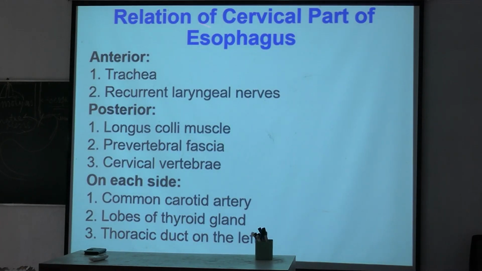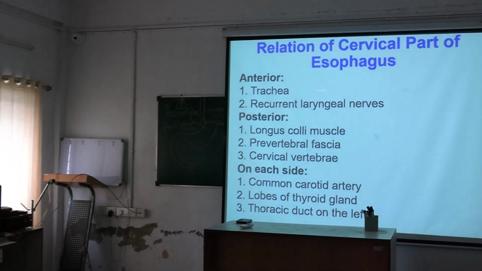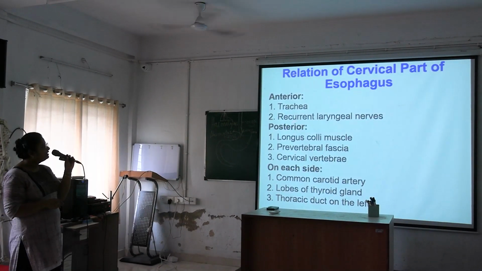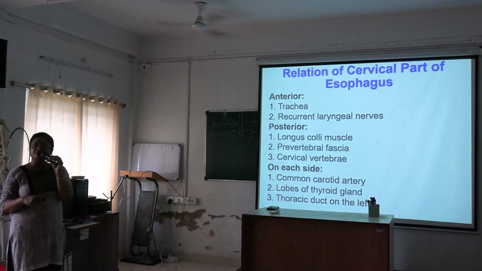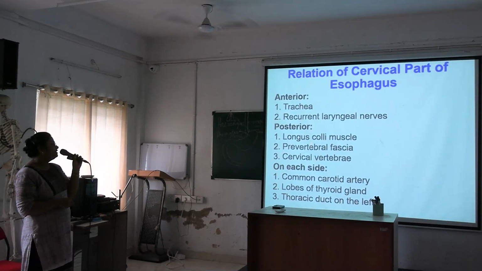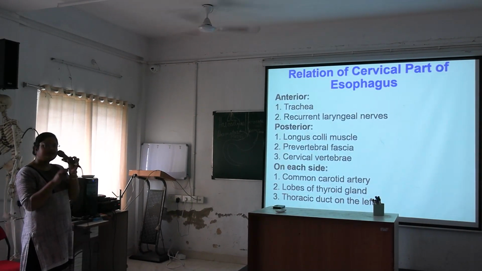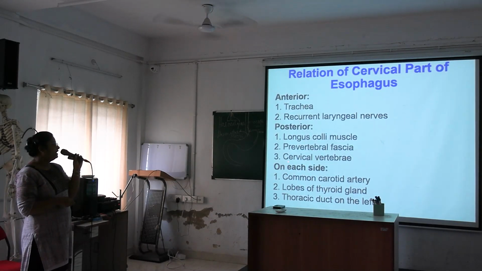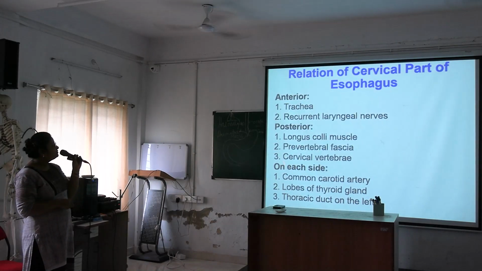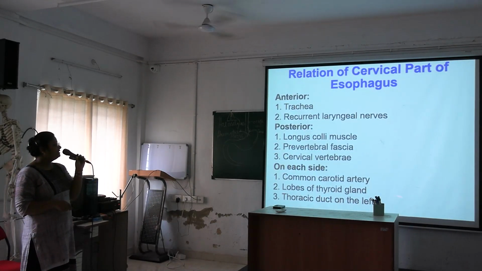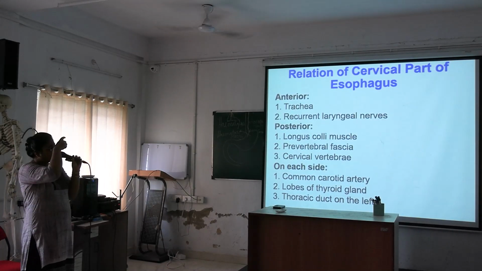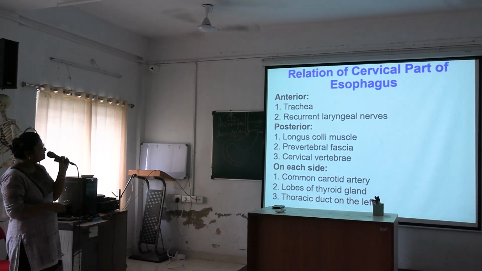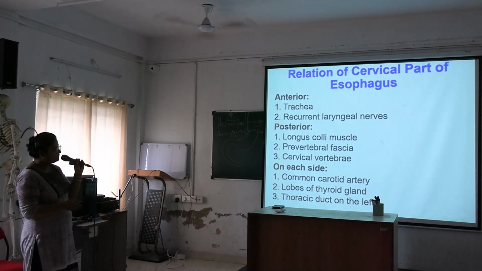Okay, next we are going to the relations of the cervical part of the esophagus. Anteriorly lies the trachea and recurrent laryngeal nerves. These are lying at the tracheoesophageal grooves. Posteriorly lies the longus colli muscle attached to the anterior surface of the vertebral bodies, prevertebral fascia and cervical vertebra. So these are the posterior relations. And on each side there are the common carotid artery, lobes of the thyroid gland and thoracic duct on the left side. So these are the relations of the cervical part of the esophagus.